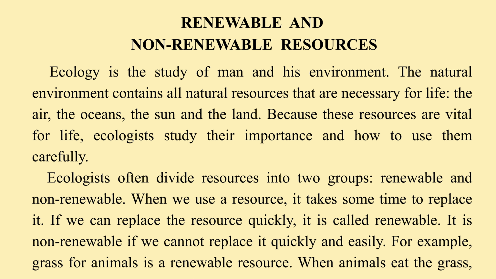Ecologists often divide resources into two groups: renewable and non-renewable. When we use a resource, it takes some time to replace it. If we can replace the resource quickly, it is called renewable. It is non-renewable if we cannot replace it quickly and easily.